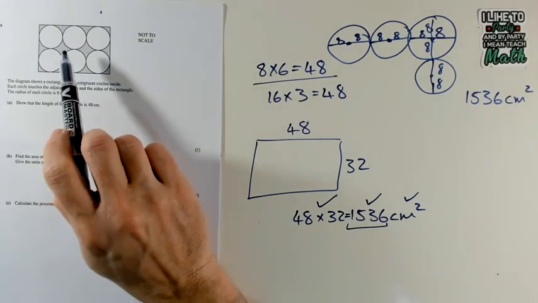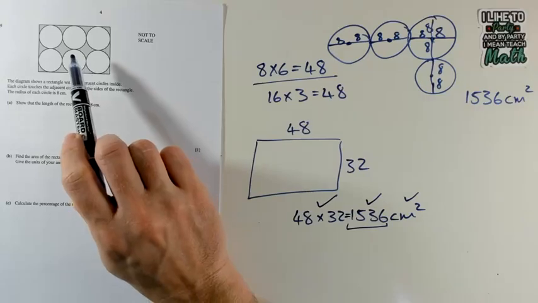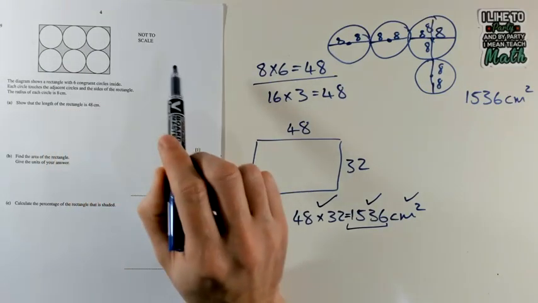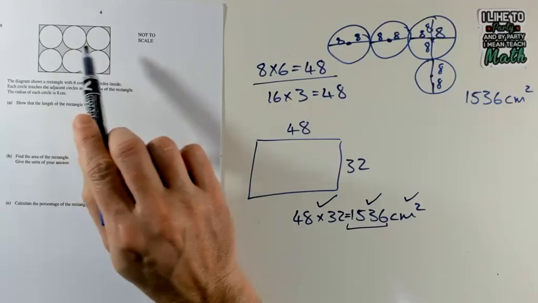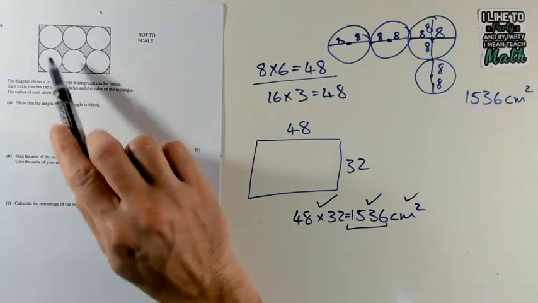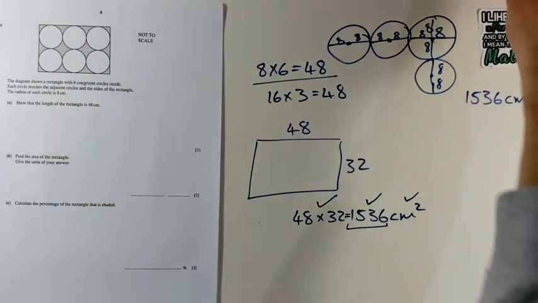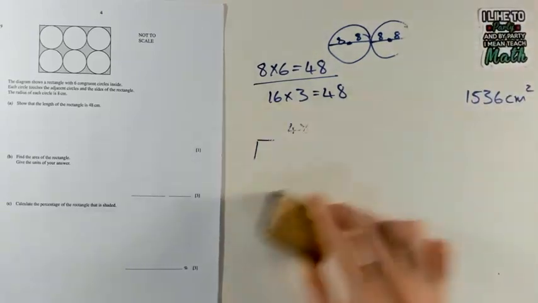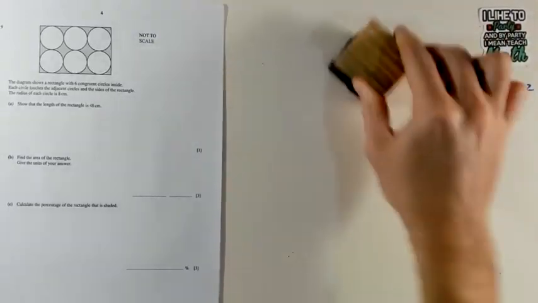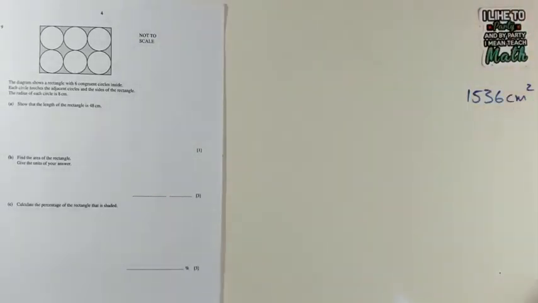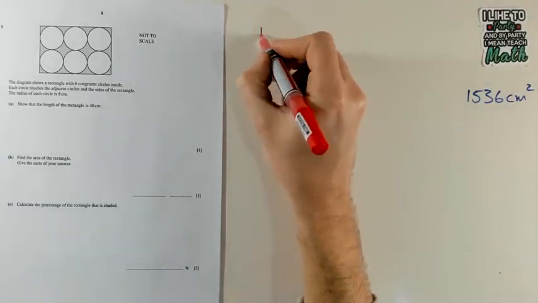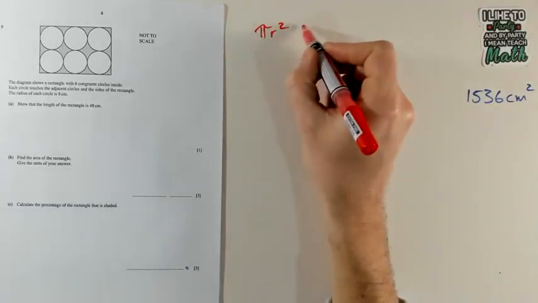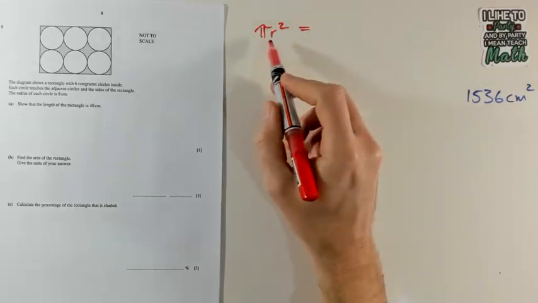Calculate the percentage of the rectangle that is shaded. Okay, so to find the shaded area, I'm going to have to find out what the circle area is and then subtract that from the rectangle to figure out what the shaded part is. I'm just going to leave that number there so I don't have to work it out later, but let's go for it. So the circles, they're all the same. So the area of a circle is pi r squared. You'd see this in the formula sheet. But it's easy enough to remember.